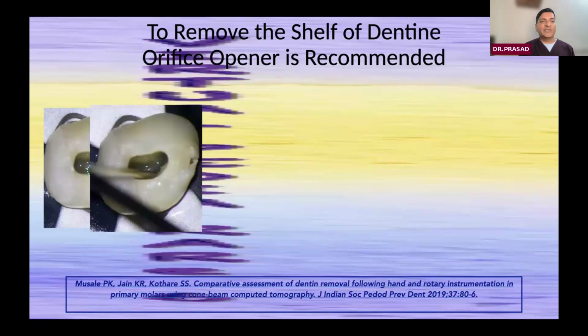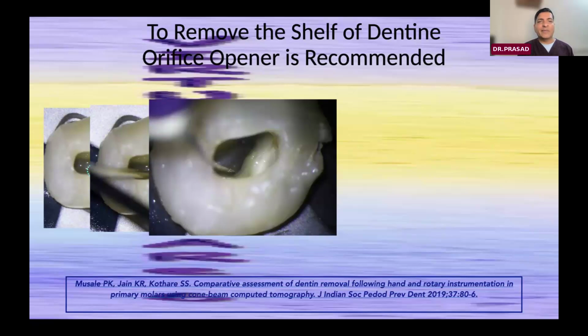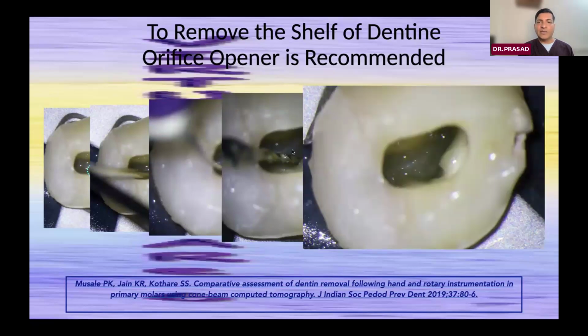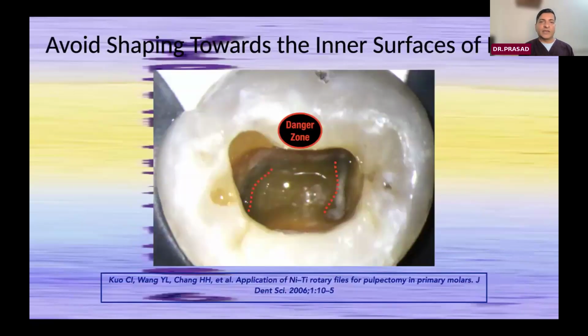So if I try and put my DG16 explorer, I'll get the canal orifice, but it will not go inside nicely. If I place a number 10 K file, you can see the file is bending because of the shelf of dentine. There is a curving of the file. And if I use the SX, which is the orifice opener, you can see now that the shelf of dentine is removed, and now you can go ahead with the shaping of the root canals.